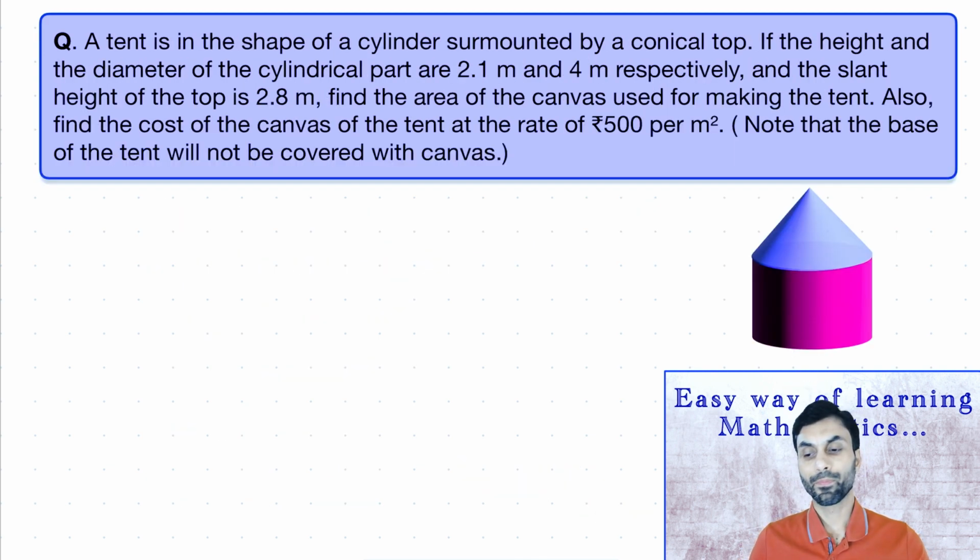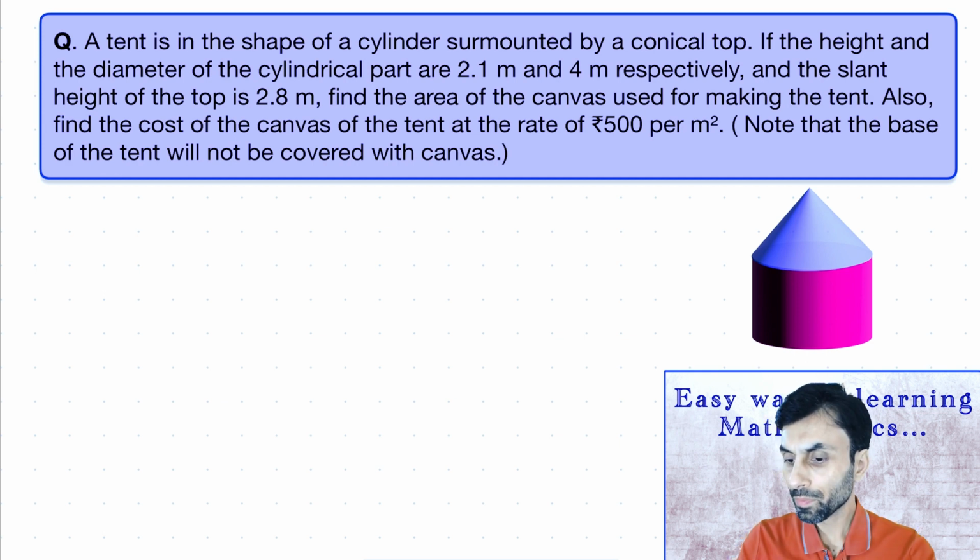The next question is, a tent is in the shape of a cylinder surmounted by a conical top. If the height and the diameter of the cylindrical part are 2.1 meter and 4 meter respectively, and the slant height of the top is 2.8 meter, find the area of the canvas used for making the tent, and also find the cost of the canvas of the tent at the rate of rupees 500 per meter square. Here given that the base of the tent will not be covered with the canvas.